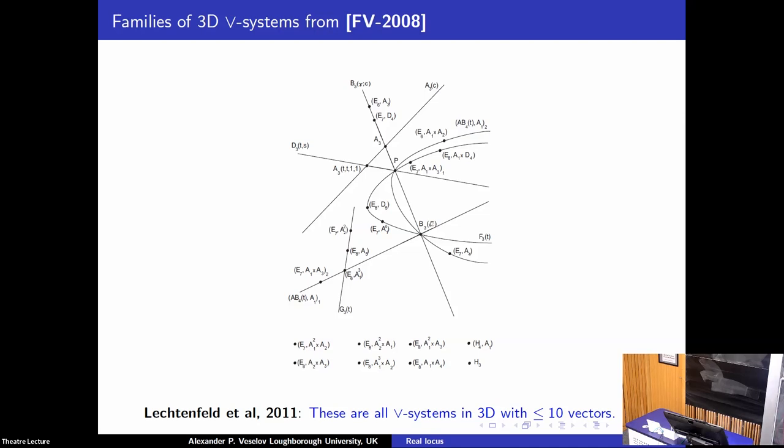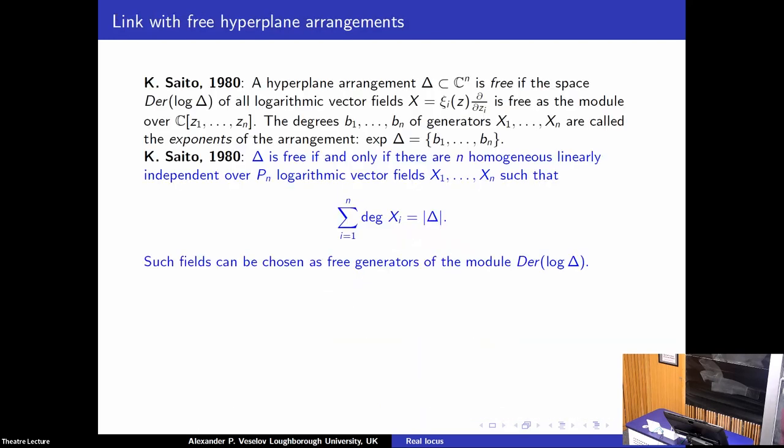And Olof Lechtenfeld, I just mentioned that he proved this using extensive computation. At the time, probably it was difficult to move beyond 10 vectors. But you see that the largest one, which is here, has 31 vectors. So it's well beyond this, right? So let me just be quick.